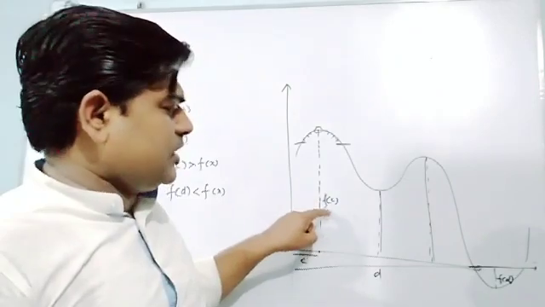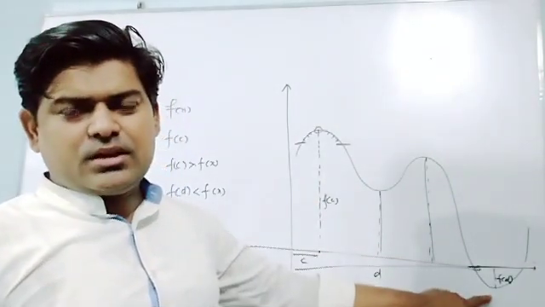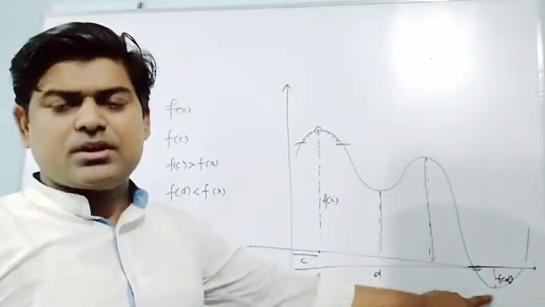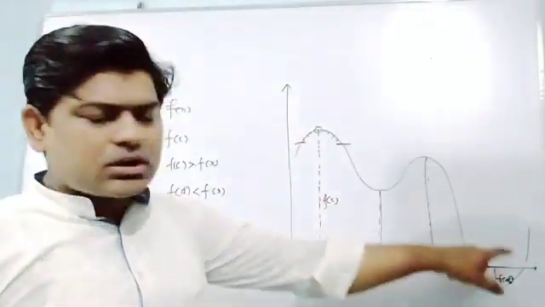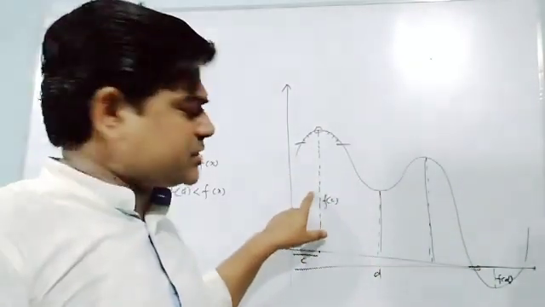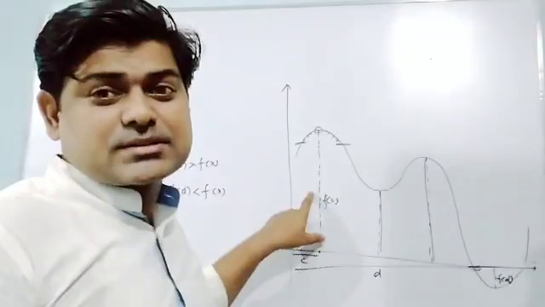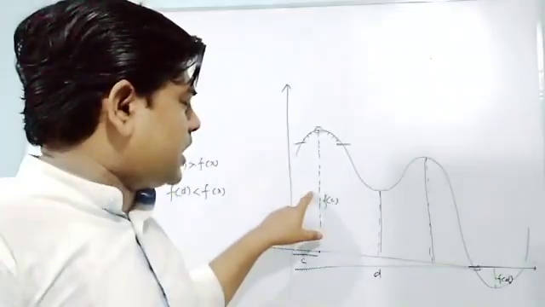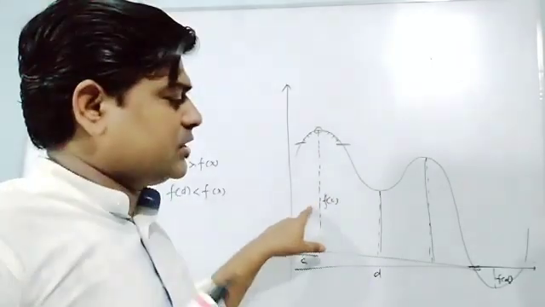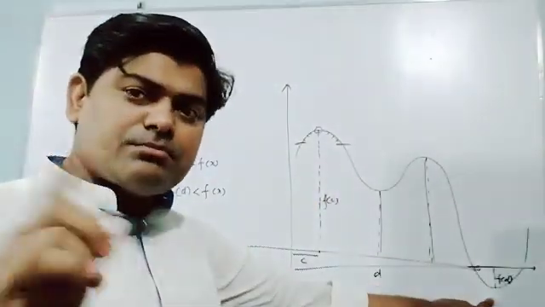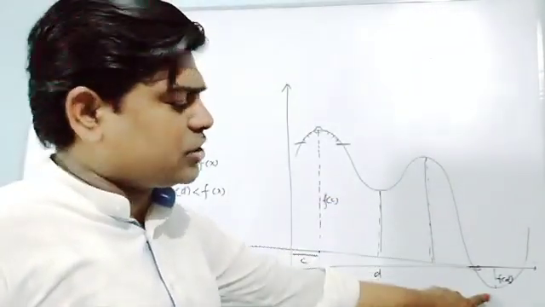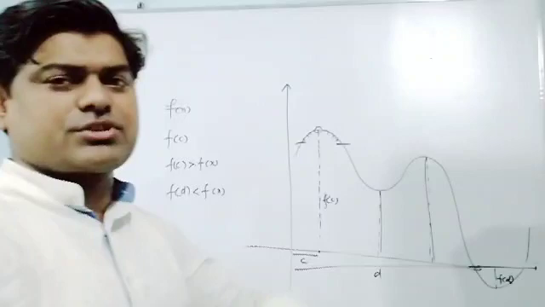Actually, f(c) and f(d) can be called the absolute maximum and absolute minimum, because in the whole graph we are not getting any value of x for which f(x) can be maximum or more than f(c). f(c) is the only one which is the maximum, and f(d) is the only one which is the minimum. So it can be called the absolute maximum value and the absolute minimum value. But side by side one more thing is there.